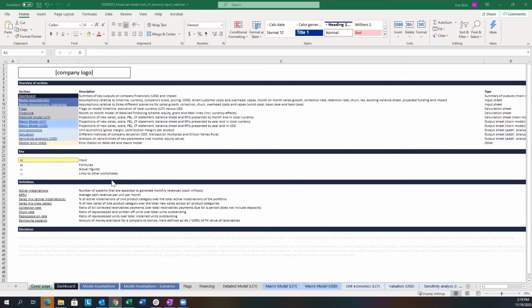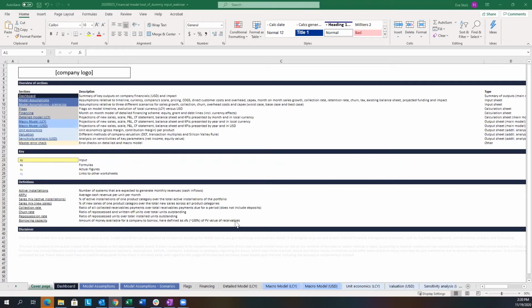Then this is an explanation of the model key, which is the formats that are used throughout the model. Any cells highlighted in yellow with a border are input cells. So these are really the cells where you need to provide the input specific to your business. Then you have any black numbers that are formulas, any brown numbers which are actual figures, and then blue numbers are links to other worksheets.